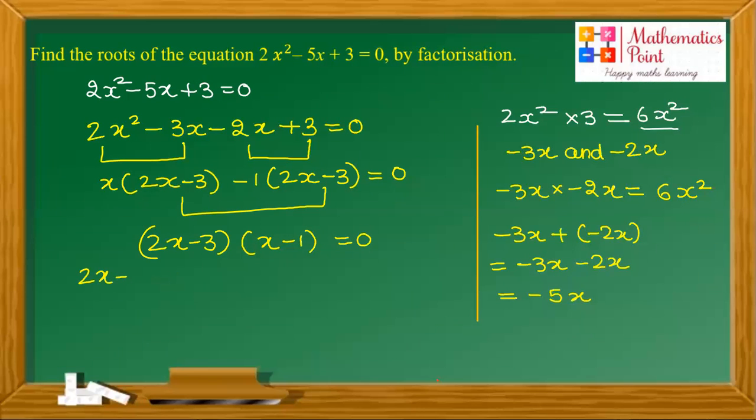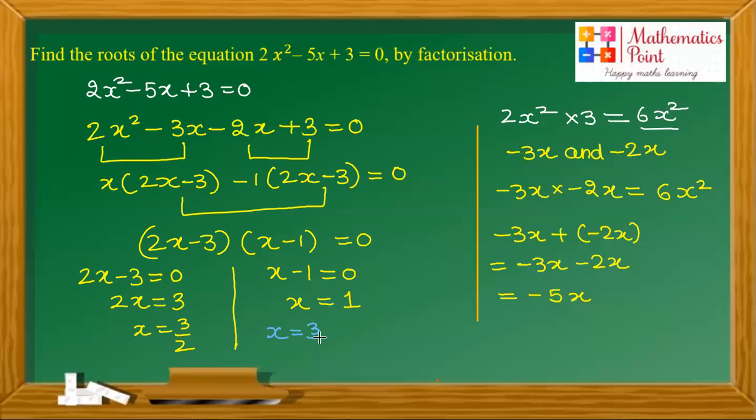Now, we will put them equal to 0 one by one. So 2x minus 3 equal to 0. 2x is equal to 3. x will be equal to 3 over 2. And x minus 1 is equal to 0. x will be equal to 1. That means x equal to 3 by 2 and x equal to 1 are the roots of the given equation.